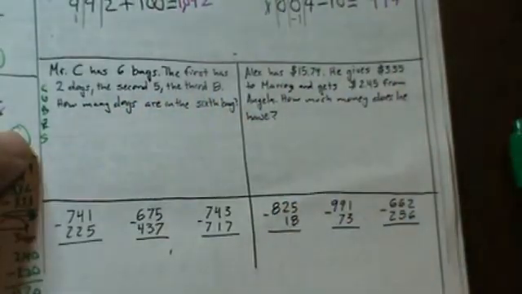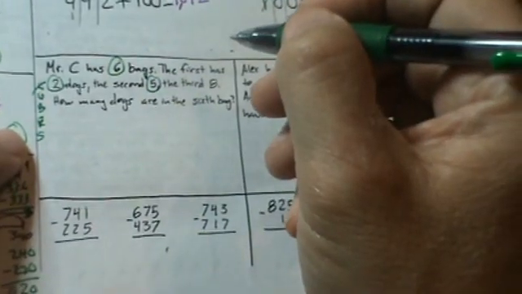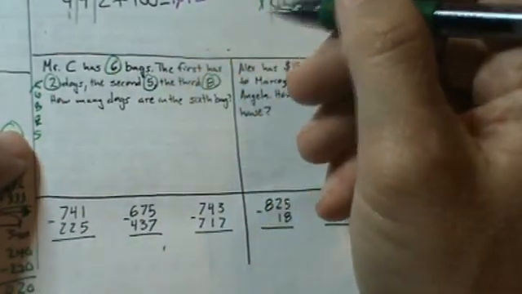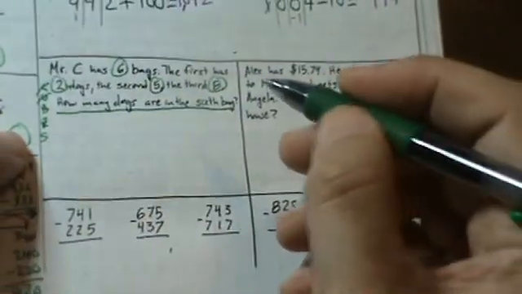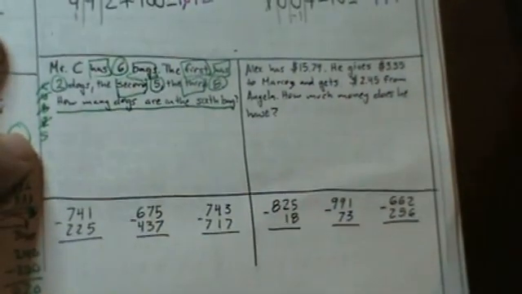Ok, vamos a hacer circle the numbers. I have 6, 2, and 5, 8. Underline the question. How many dogs are in the 6th bag? Box the keywords. Has 6 bags. The first bag has 2 dogs. The second, 5. The third, 8. And my strategy, I'm going to do a table.